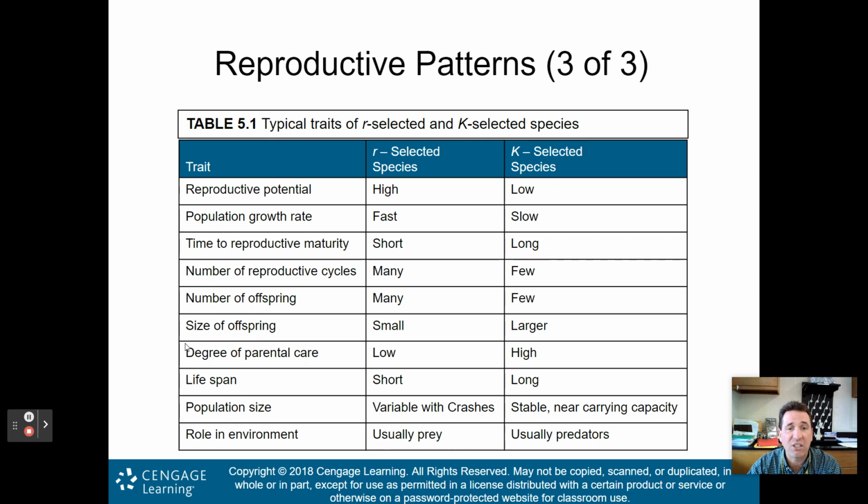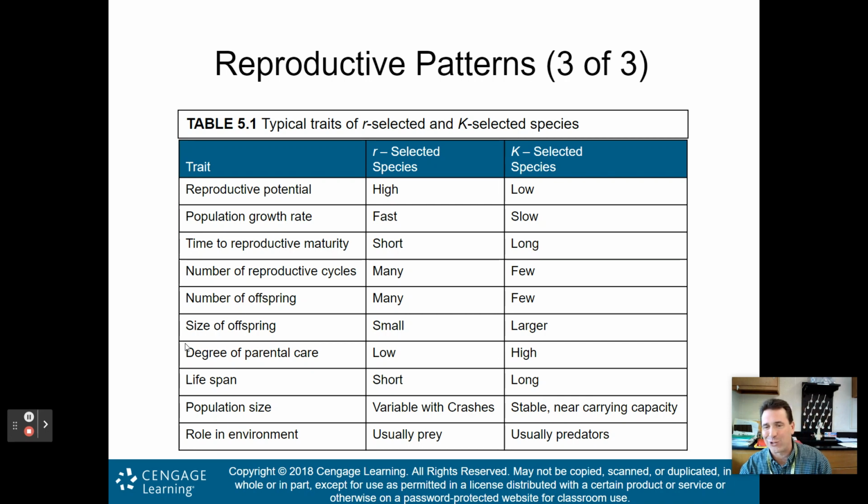Time to reproductive maturity: short for R-selected, long for K-selected. I'm not going to go through all of these, but you'll notice population size can be variable, with lots of crashes for the R-selected because you have that J curve. You overshoot the carrying capacity so much and then the population crashes. With the K-selected, you have more of that S curve, that logistic growth, where you get quick, exponential growth initially, and then we reach the carrying capacity and the growth levels off there with the K-selected species.